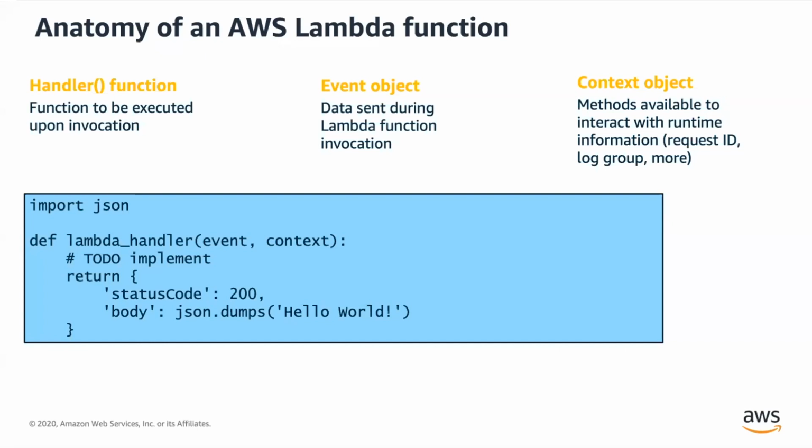So that event could have information about maybe the S3 bucket, for example. And then finally, we have the context object. This gives a little bit more info about the Lambda invocation, like the request ID and maybe the log group that you can grab and interact with if you need to. And then here's just a really small example of pretty much the most basic Lambda function that you can have.